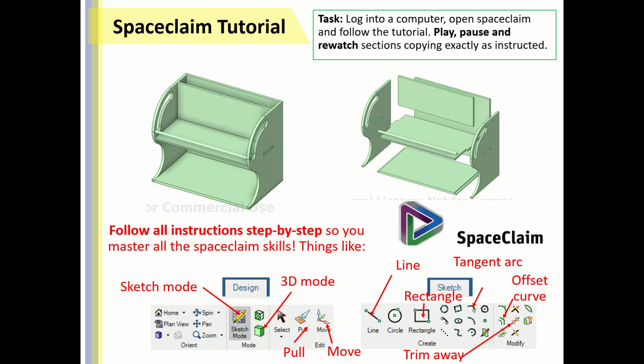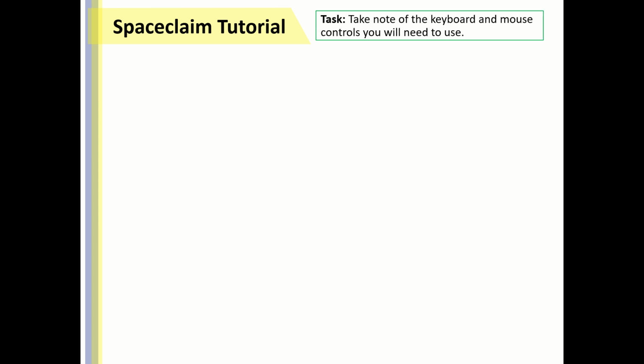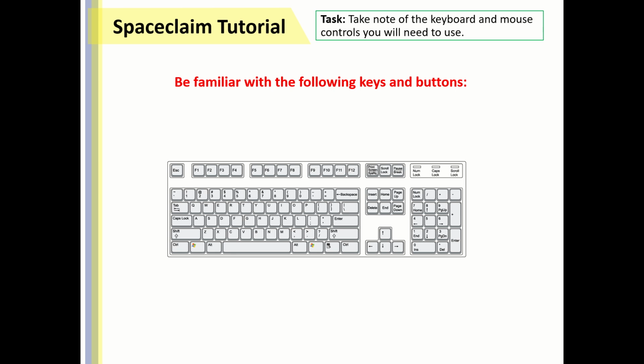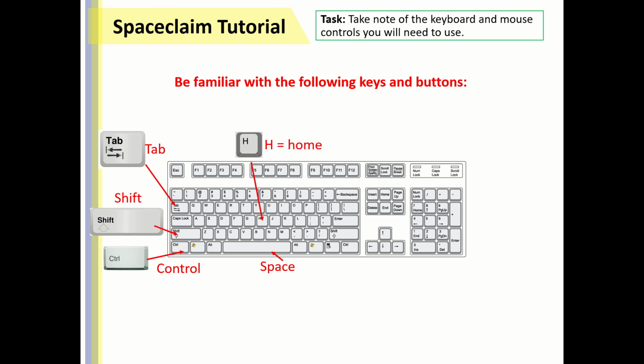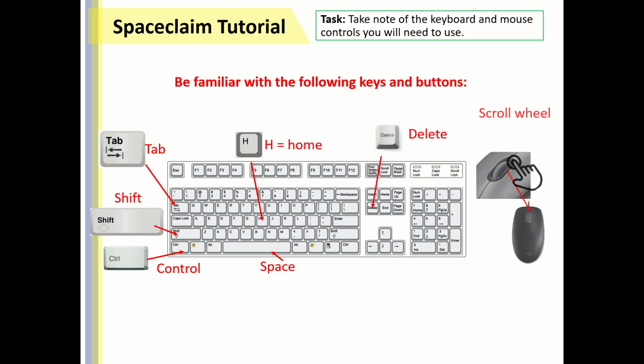Okay, so please play, pause, rewatch as you need to, and copy everything I've done. Just a few cool buttons you need to be aware of. I'll be mentioning spacebar, control, shift, and tab. Home, which you can use H as a shortcut. Delete. And the scroll wheel.